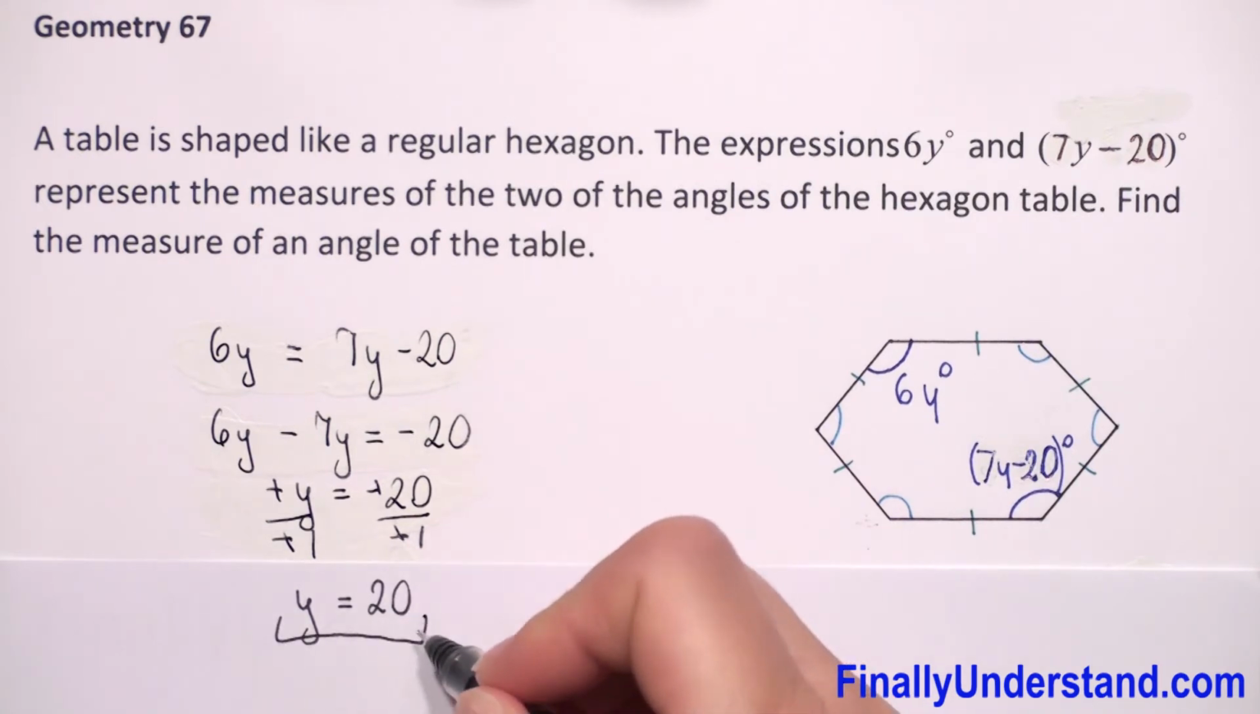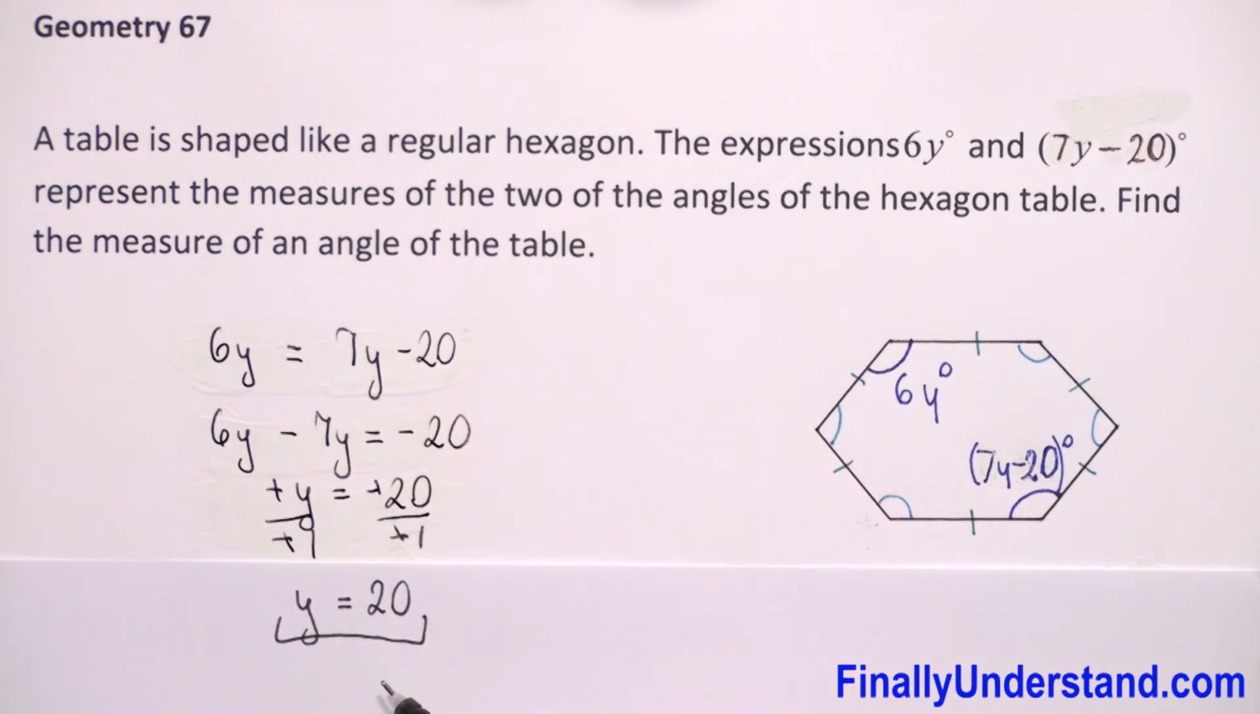So now, when we have the unknown y, we can calculate the measure of the angle of the table. We can choose expression 6y degrees or 7y minus 20 degrees. It doesn't matter, because whatever you choose, you have to get the same answer. So let's choose 6y degrees.